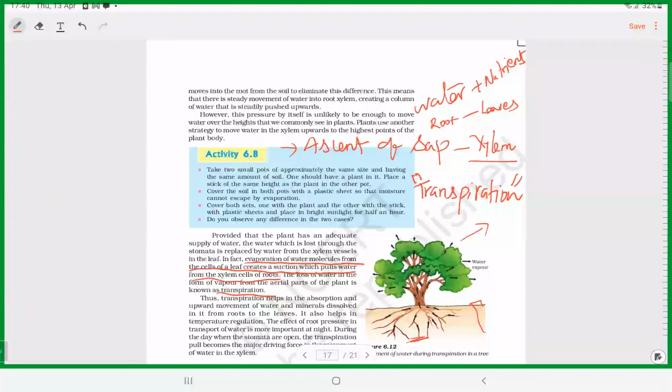Now one common man question. A liter of water is absorbed by the plant and transported by the xylem. How much of the water is used for photosynthesis and how much is lost by transpiration? You understand my question? The amount of water absorbed by the root is 10 liters in a day. How much is used for photosynthesis? How much may be lost because of transpiration? Give your own options.